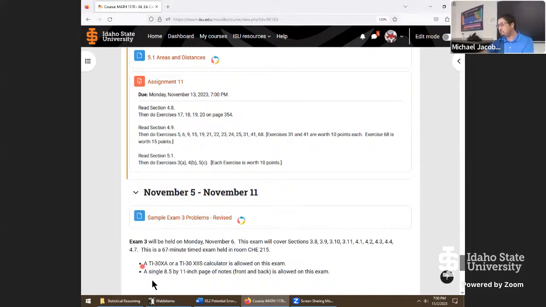And just the standard reminders, don't forget to bring a calculator. The TI-30X2S is a pretty good one. TI-30XA will do just fine. It can't be a graphing calculator or anything that connects to the internet, so one of those types.